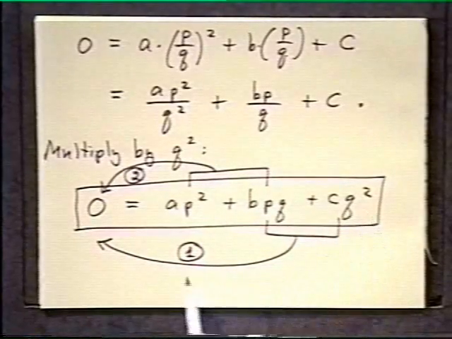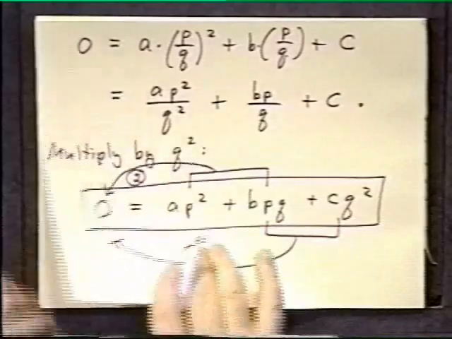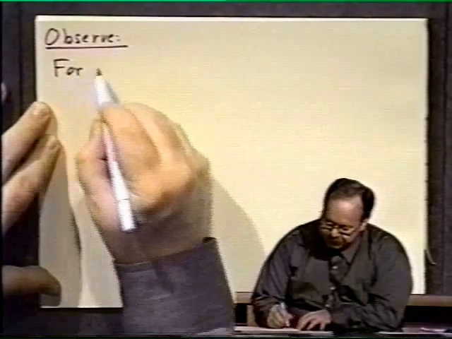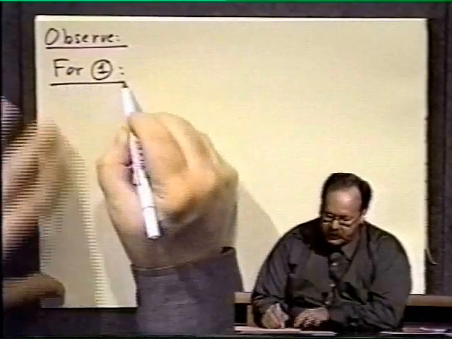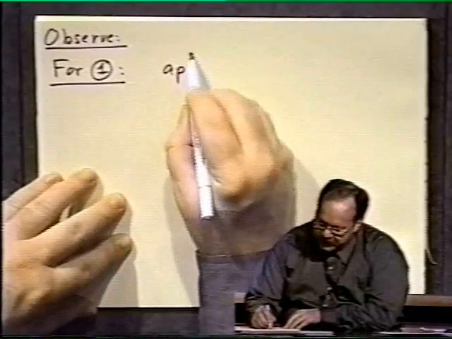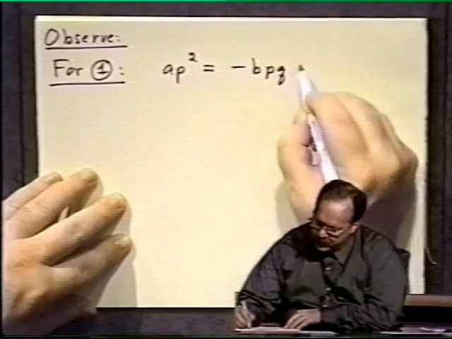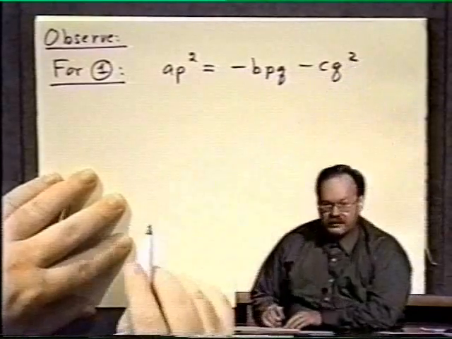So I'm going to do that on the next page. First I'll do 1, and then I'll do 2. Here I want to observe what happens in each of these cases. For 1, if I move those across, I end up with AP squared being isolated, and on the right I have minus BPQ minus CQ squared.